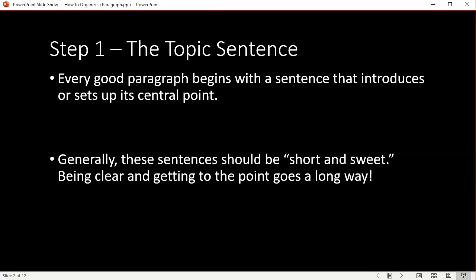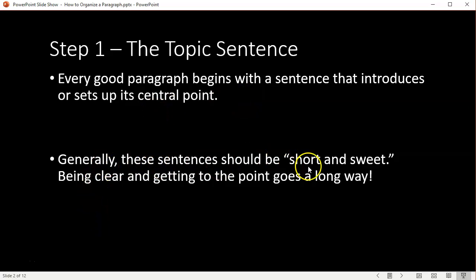So the first step in writing a paragraph is writing what we would call the topic sentence. Every good paragraph begins with a sentence that introduces or sets up its central point. Especially within what we would call Western style writing, so American culture, European culture, the way that we write in general, we like to be very direct. So if we're responding to a question or a prompt, your first sentence should respond to it really clearly. So introduce or set up the central point of your paragraph.